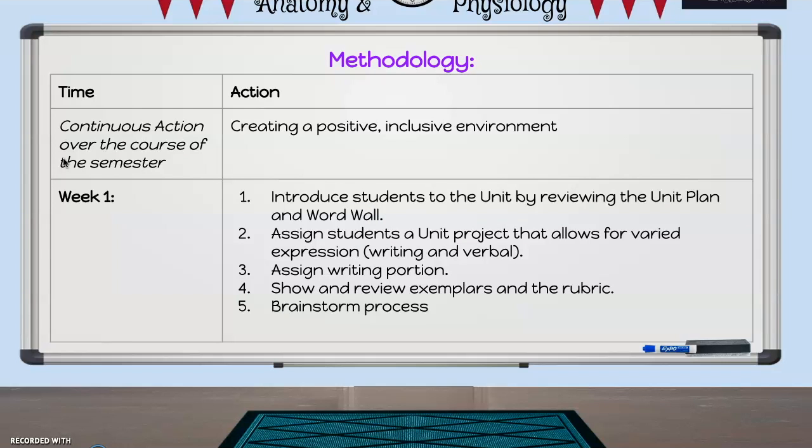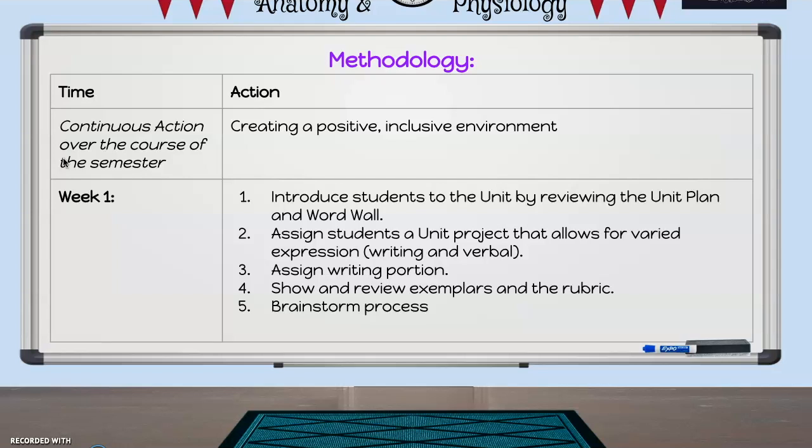So in regards to my methodology, data collection will occur in a 12th grade environmental science classroom using a sample of 6 ELLs. As seen in the timeline, one of the strategies being utilized to help ELLs develop their effective expression is to create a positive, inclusive classroom over the course of the entire semester.